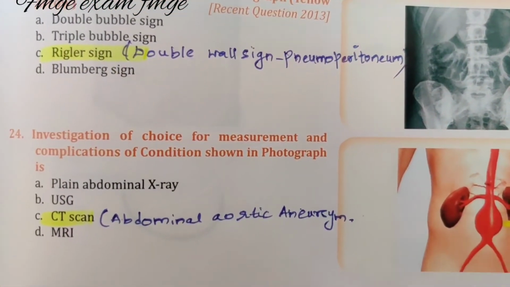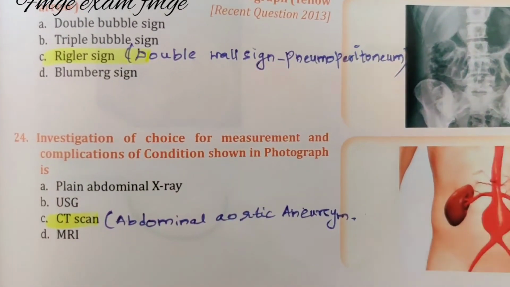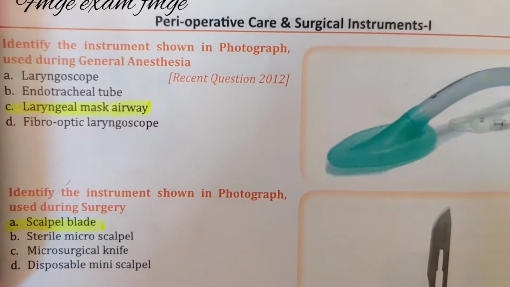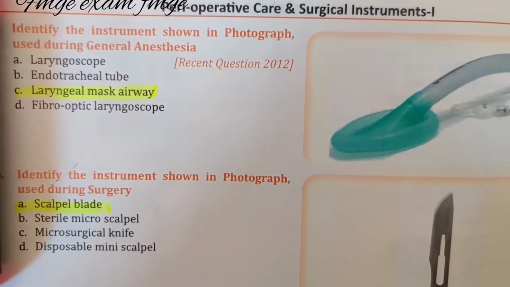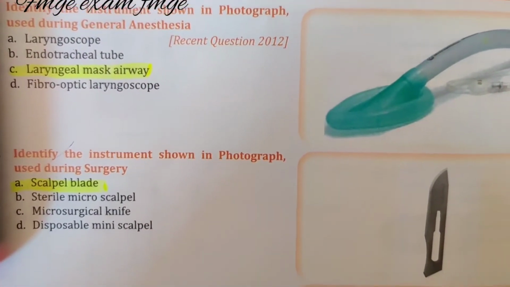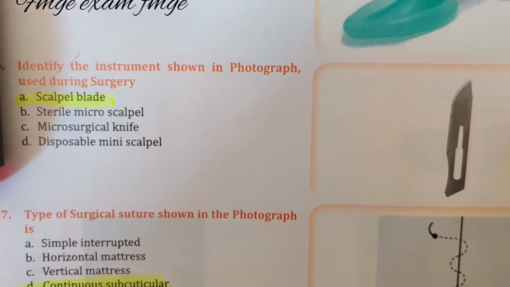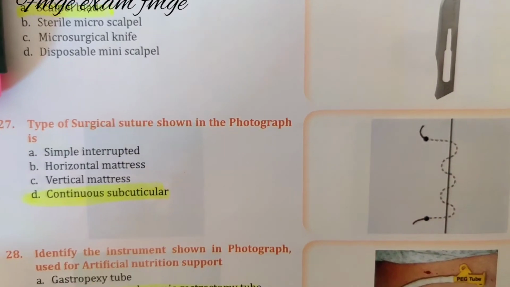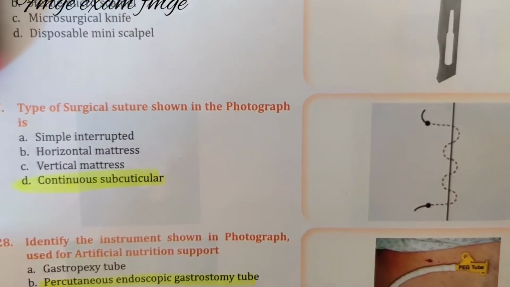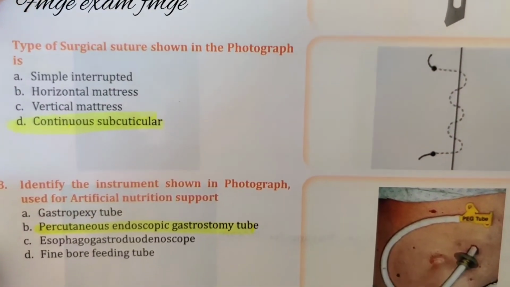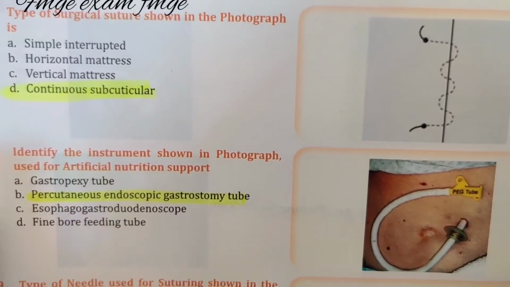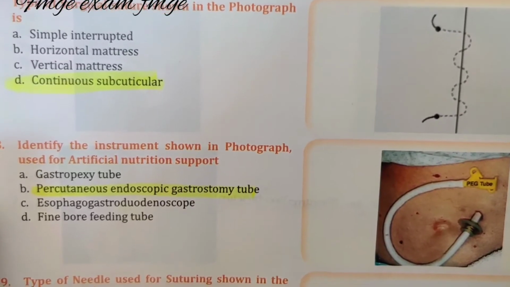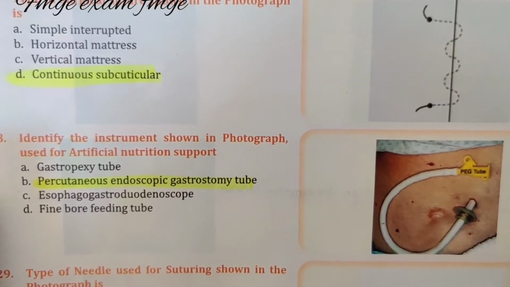The condition shown in the photograph on CT scan is abdominal aortic aneurysm. Identify the instrument shown in the photograph used for general anesthesia: laryngeal mask airway. Identify the instrument shown in the photograph: scalpel blade. Type of surgical suture shown in the photograph is continuous subcuticular. Identify the instrument shown in the photograph used for artificial nutrition support: percutaneous endoscopic gastrostomy tube.